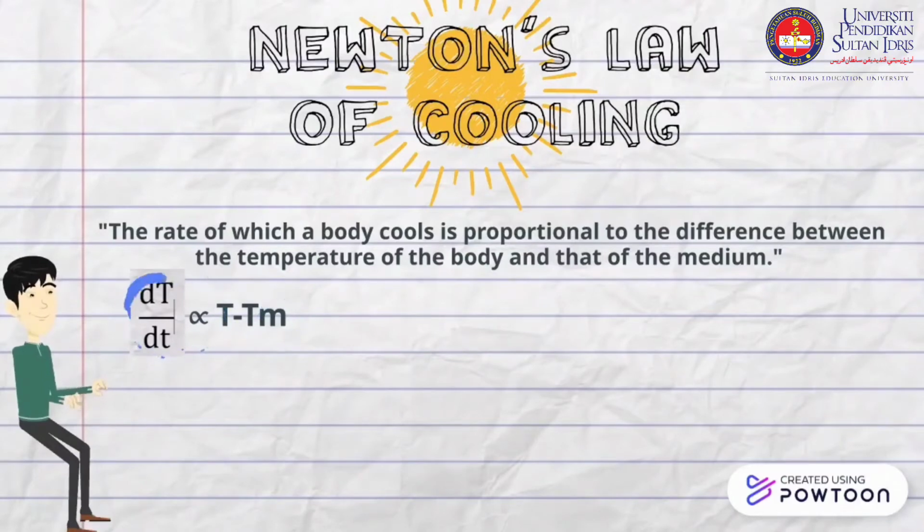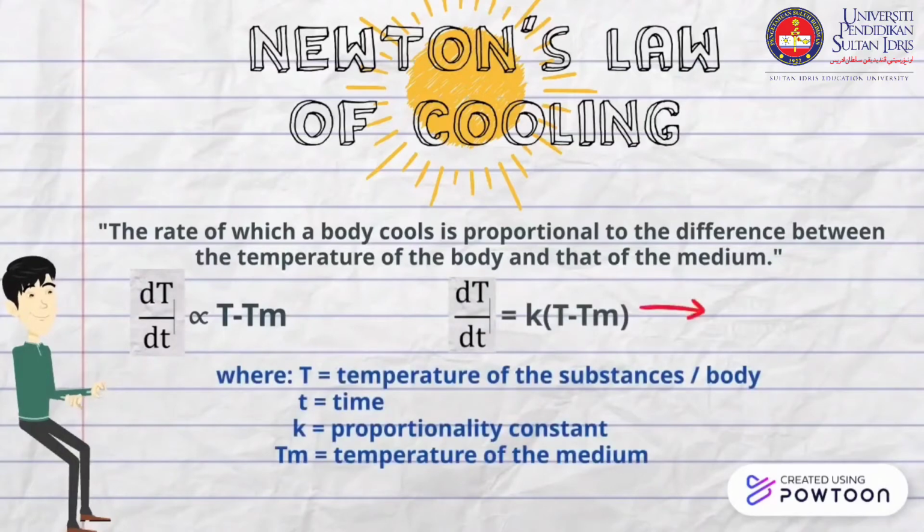So we are going to put this into an equation. We will have a proportional constant k. The change in temperature with respect to time is equal to the proportional constant k multiplied by the difference of the temperature of the substance and the medium. This is a differential equation, and we are going to solve it by variable separable. We will get a general solution.